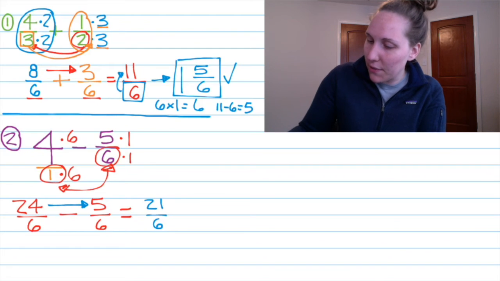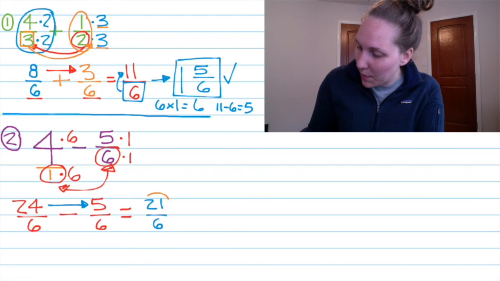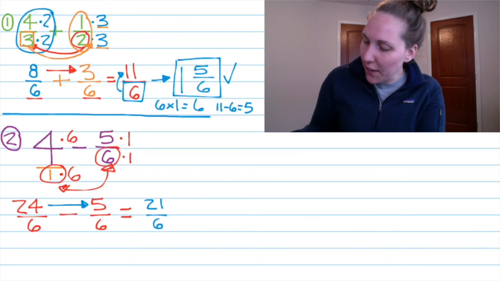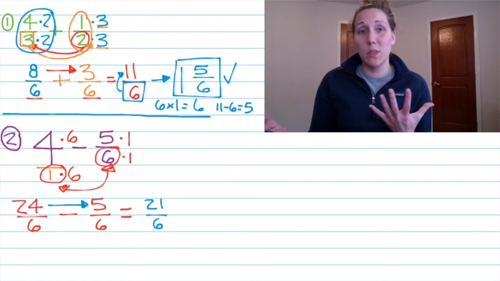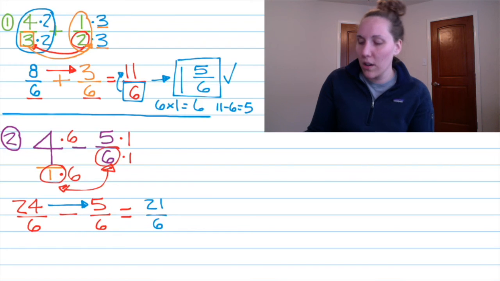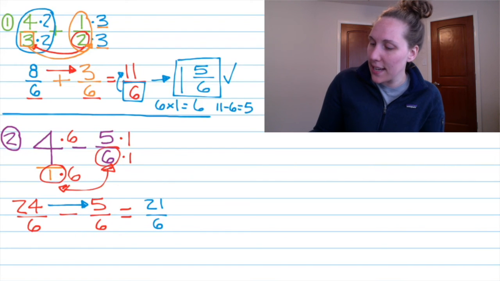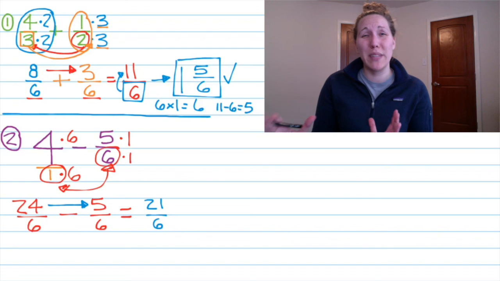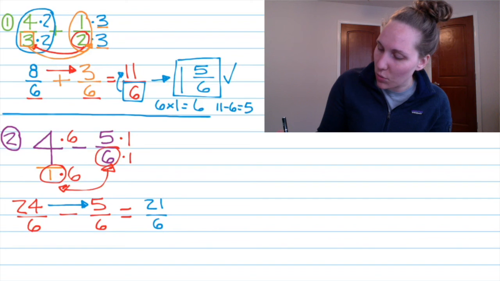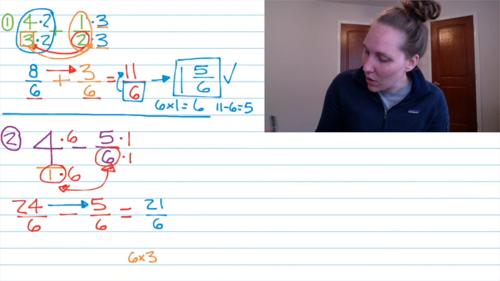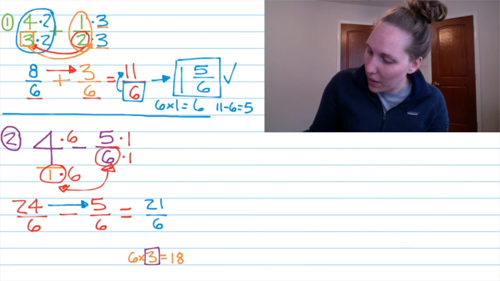So now we need to convert this improper fraction to a mixed number because this 21 on top is larger than the 6 on the bottom. So we need to figure out how many times 6 goes into 21. 6 times 1 would just be 6. 6 times 2, 12. 6 times 3, 18. 6 times 4, 24. Ooh, that's too big. 24 does not fit into 21. So we're going to go with 6 times 3, which is equal to 18. So that means that 3 here is going to be our big number.